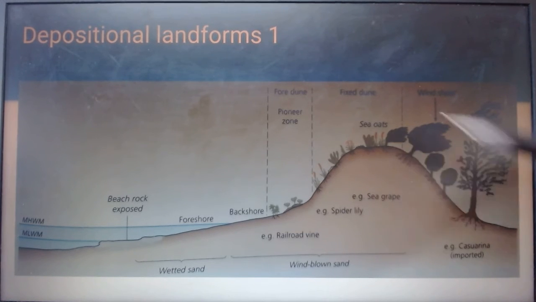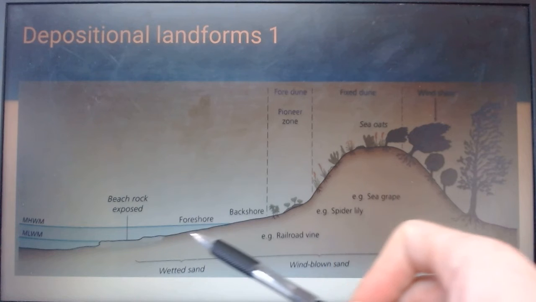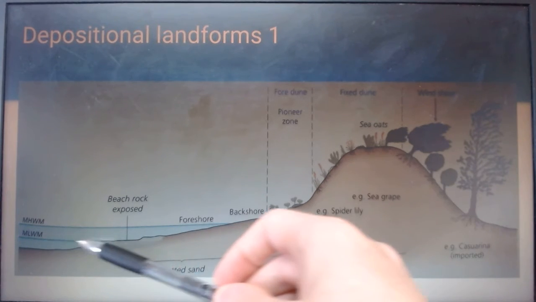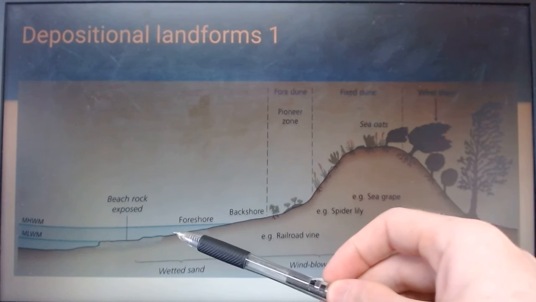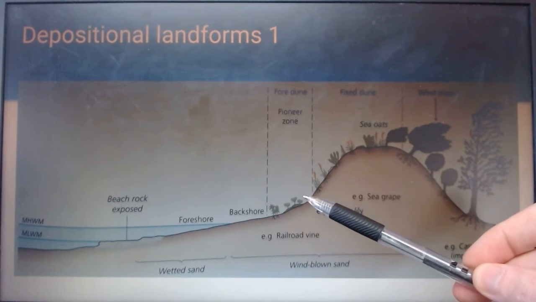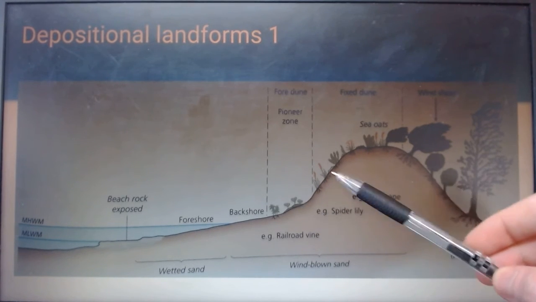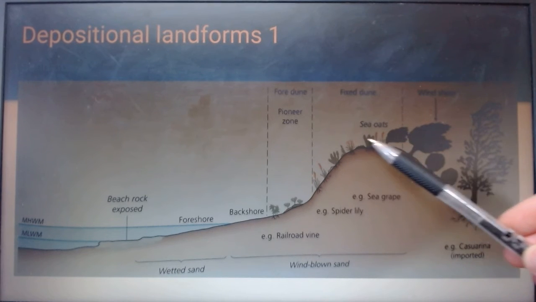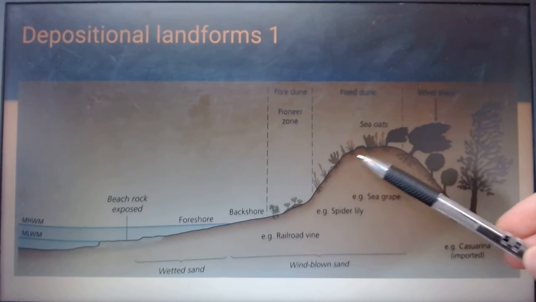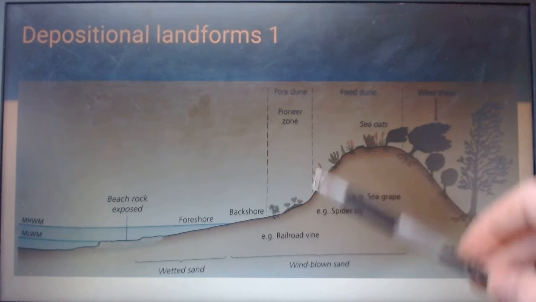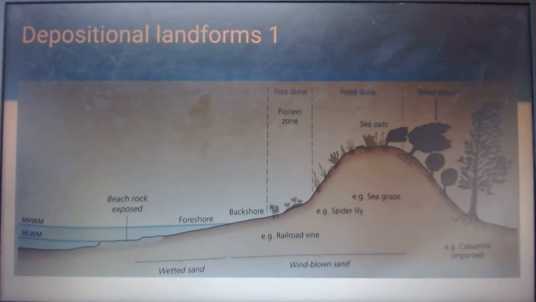All right, so what would happen is this area here at low tide, when the water isn't covering it, this gets blown back up on here and builds up. Over time the vegetation with its roots and its foliage or its leaves trap more and more sand, which gets blown back and blown back and blown back. And that's how our dunes form up.